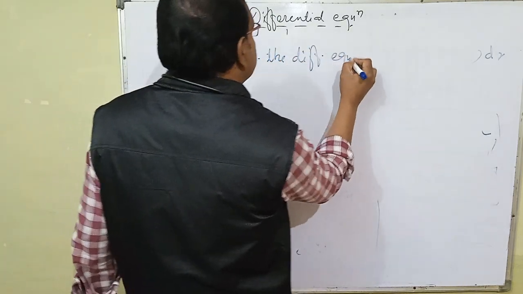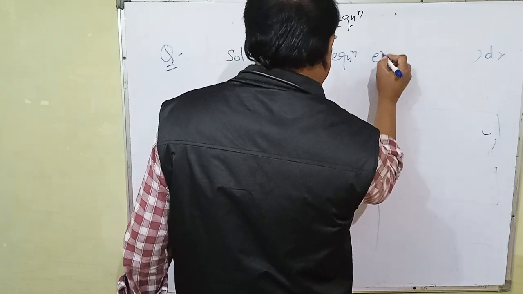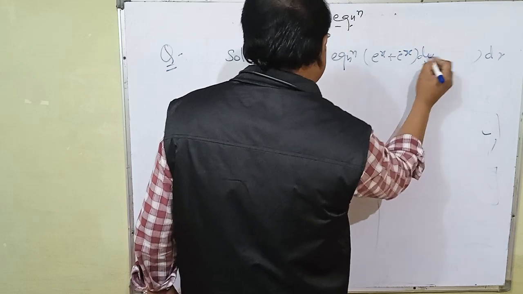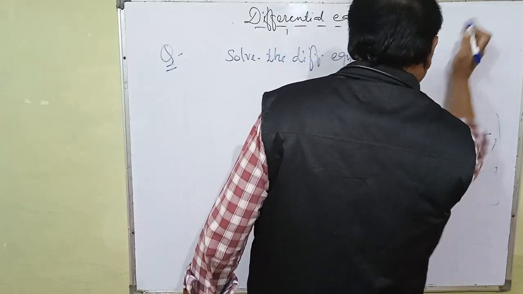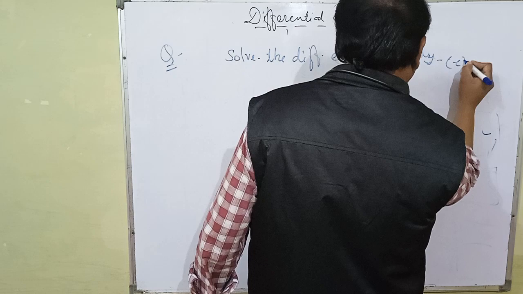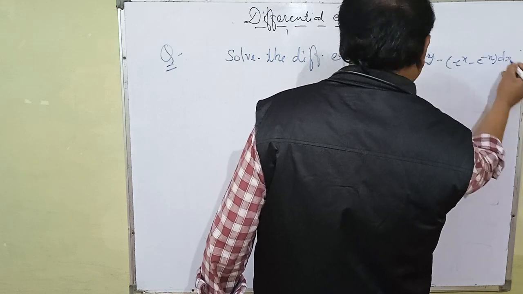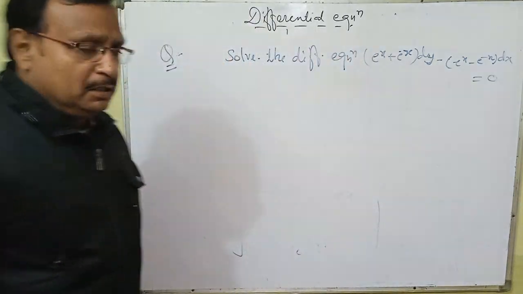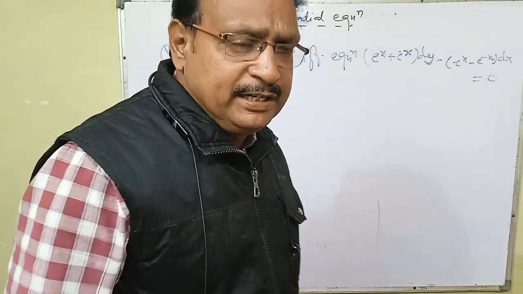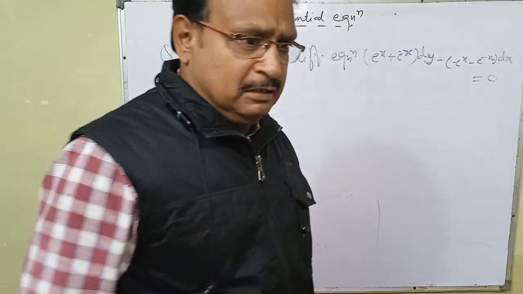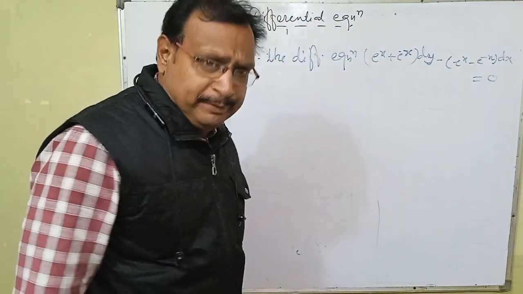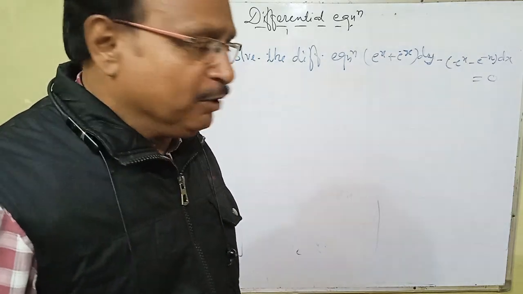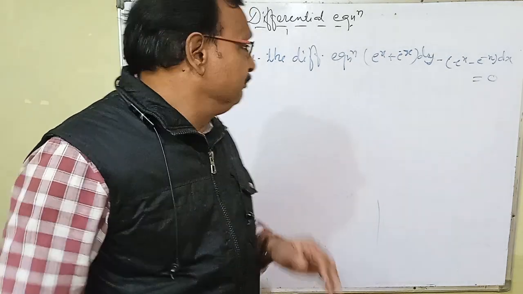Solve the differential equation (e to the power x plus e to the power minus x) dy minus (e to the power x minus e to the power minus x) dx is equal to 0. Similarly, we solve this differential equation in the same manner as we saw in the previous question. Very easy. First of all, we have to separate the variables.